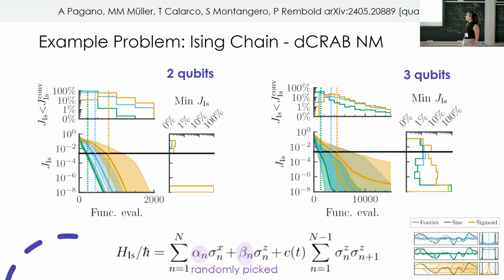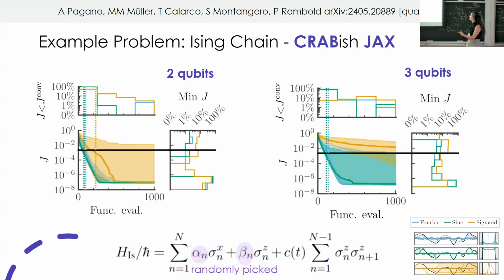Actually, if we look at 3 qubits, the sinc basis is even worse, and the sigmoid basis is even better. So we can see that the choice of our basis is obviously quite dependent on the problem. And we also confirmed this and got the same ranking with something that is gradient based.